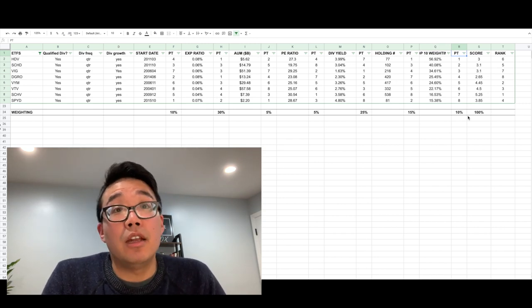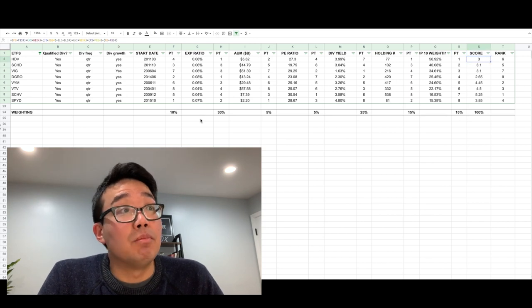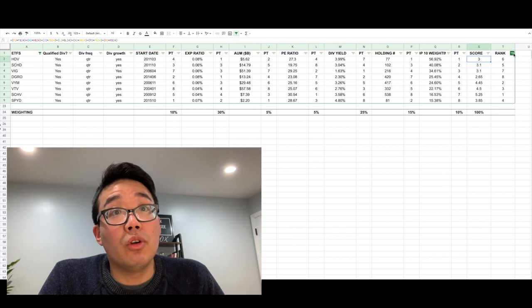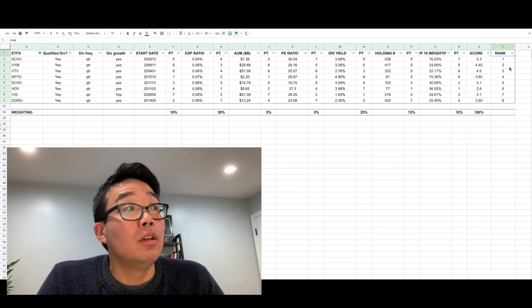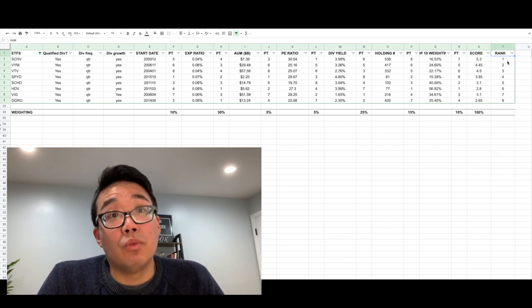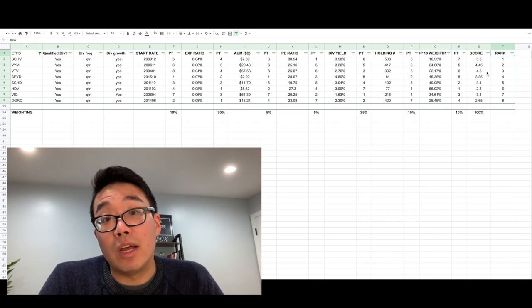And so after all that, for the scoring, I basically multiplied the weightings by the number of points, and then I added all those up to get the score. If I sort by ranking here, you can see SCHV comes in with a score of 5.3, VYM comes with a score of 4.45, and then close behind that is VTV at 4.5. Those are the top three that round out my rankings. These top three picks are solid choices, and you really can't go wrong with going with any one of them.